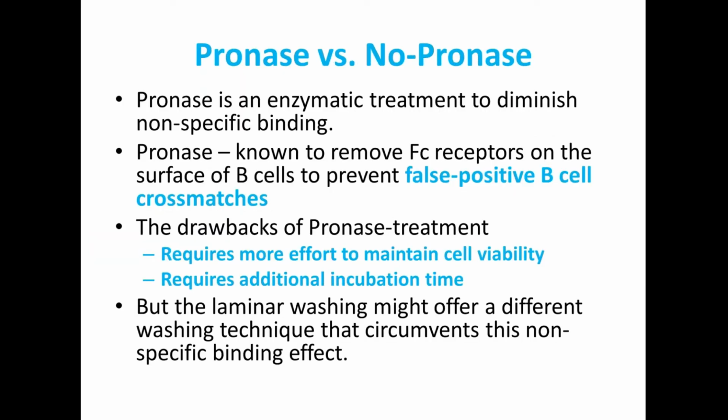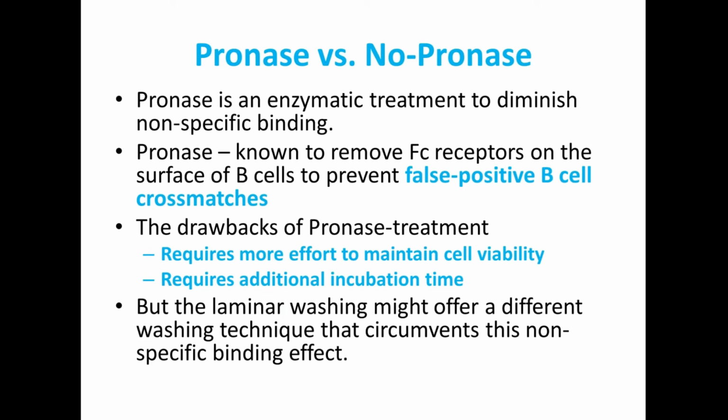In our lab, like some other HLA labs, lymphocytes are incubated with Pronase before flow crossmatch is begun. Pronase is an enzymatic treatment to diminish nonspecific binding. Pronase is known to remove Fc receptors on the surface of B cells to prevent false positive B cell crossmatches. The drawbacks of Pronase treatment is that it requires more effort to maintain cell viability and requires additional incubation time. But the laminar washing might offer a different washing technique that circumvents this nonspecific binding effect.